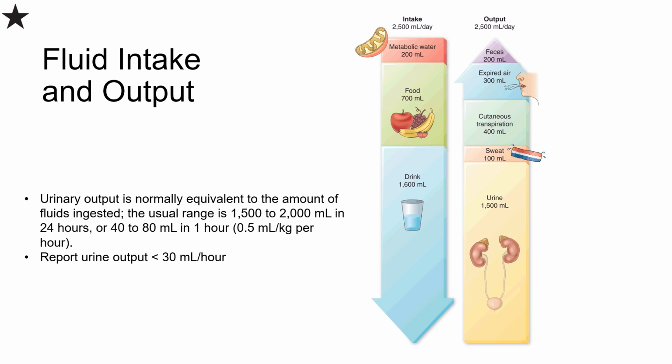On the slide it says urinary output is normally equivalent to the amount of fluids ingested. Normally, you drink a glass of water, then you're going to void about the same amount. For a healthy person, that's an average of about 1,500 to 2,000 mLs in 24 hours. If you were measuring that with an indwelling urinary catheter, that would be the equivalent of about 40 to 80 mLs in 1 hour. If you have a patient that has a urine output less than 30 mLs per hour, that means their kidneys are severely impaired, and that is something you need to report to the provider right away.